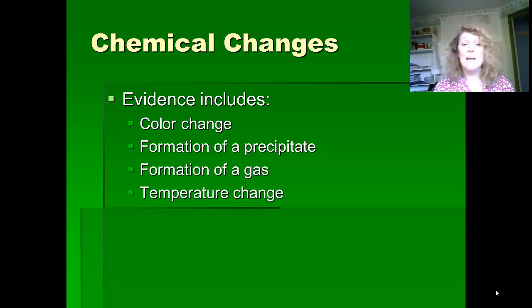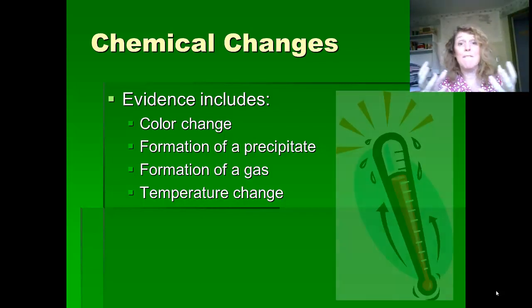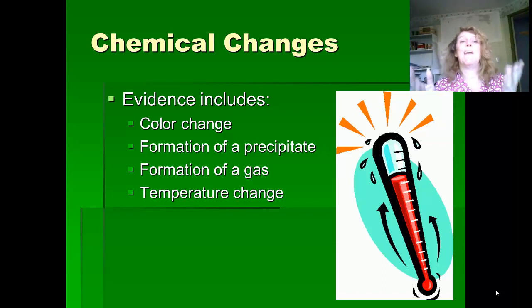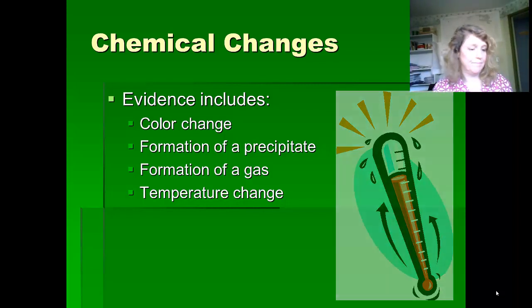If you have a temperature change and you don't know why, I took the yellow liquid, I mixed it with the clear liquid, I got something frozen. What's up with that? That was a chemical change.